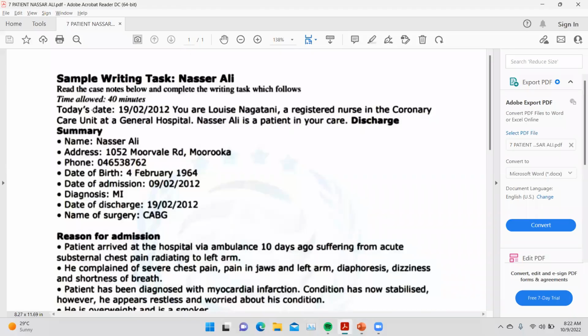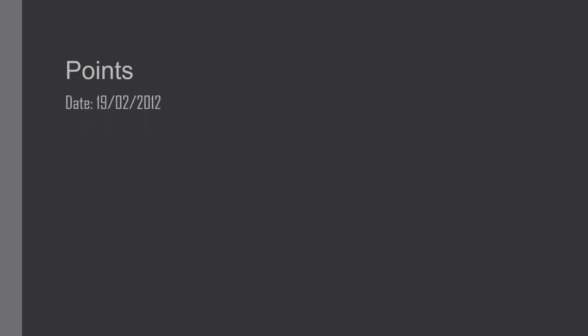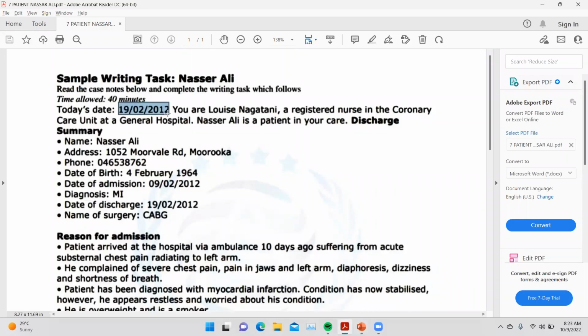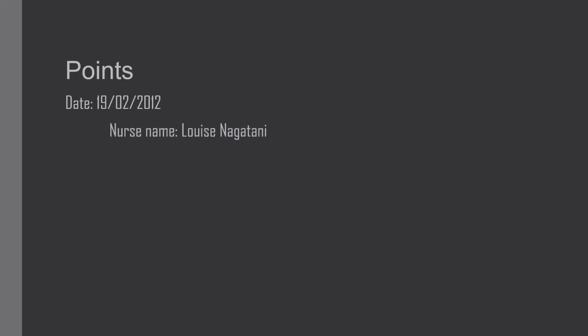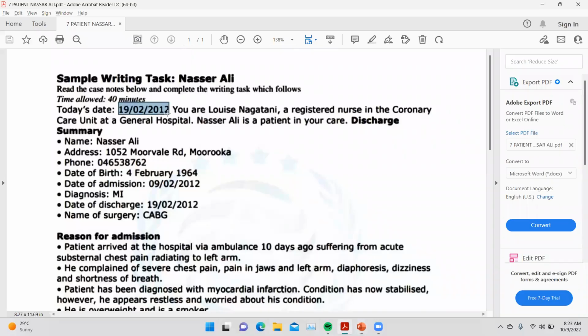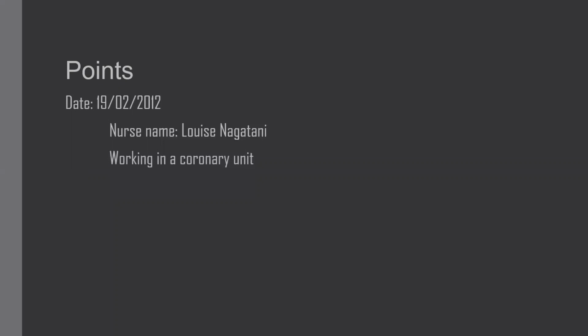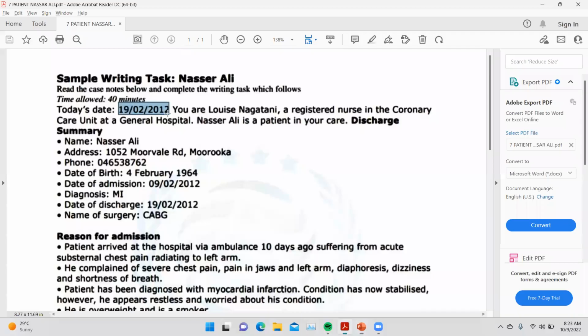We can check like this. Today's date. We need the date always, right? So we took the date. Date is 19th February 2012. Anything else do you want from here? You are Louis Nakatini. You have to have the name of the nurse. So we took that name also. Nurse name is Louis Nakatini. And she's a registered nurse in the coronary care unit in General Hospital. We have to get the designation, working in a coronary unit. And the name of the patient we already took, that is Nasir Ali.